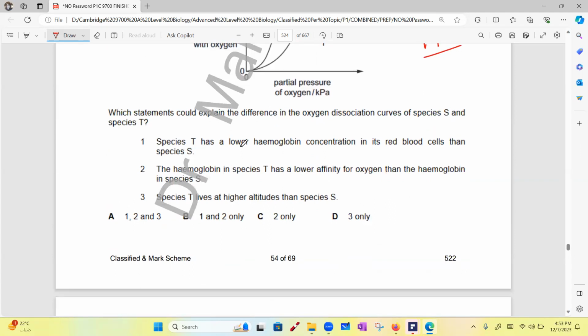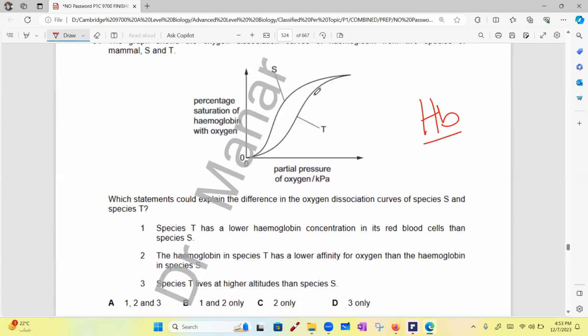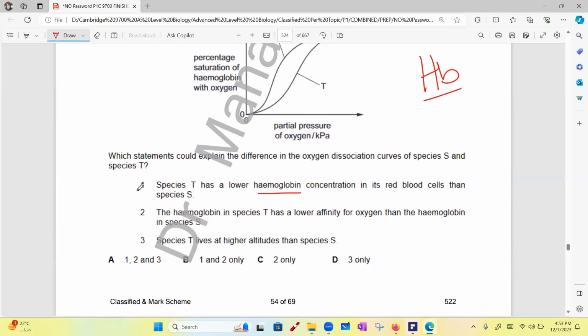Species T has a lower hemoglobin concentration in its red blood cells than species S. It has lower hemoglobin? No, not lower hemoglobin. So 1 is wrong because the hemoglobin content should be the same. The hemoglobin in species T has a lower affinity. Yes, it has a lower affinity. The same hemoglobin, but different affinity. So 2 is correct. 3, species T lives at high altitudes.